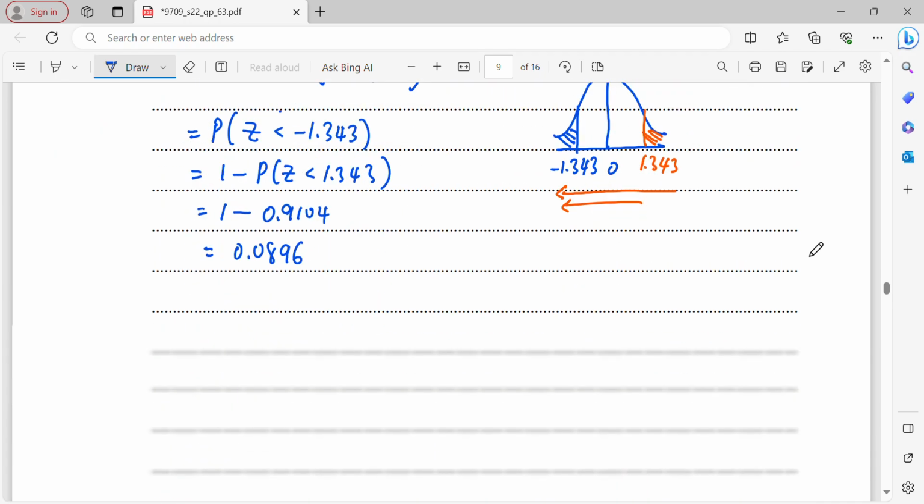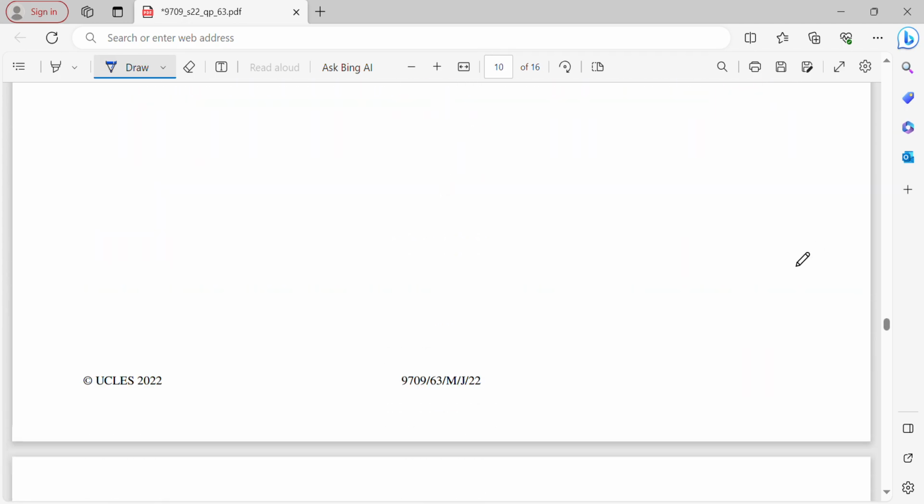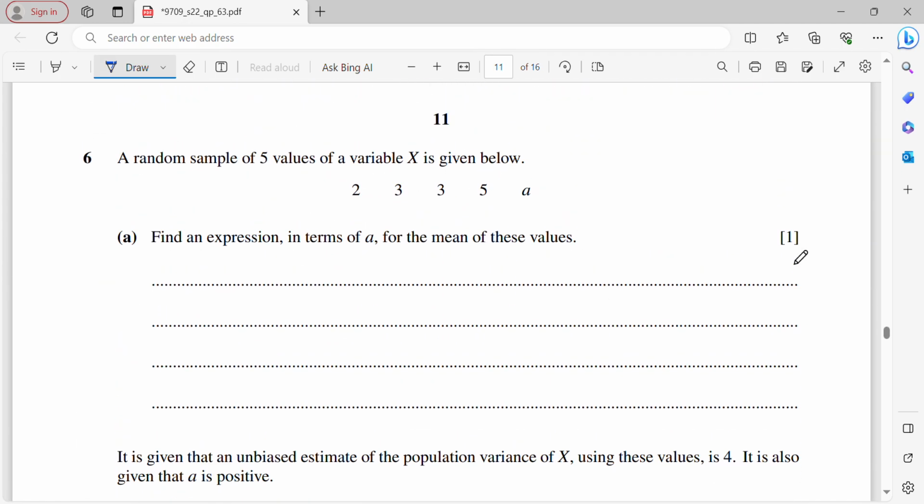Okay, so let's move on to question number 6. Now, a random sample of 5 values of the variable X is given below: 2, 3, 3, 5, 8. Find an expression in terms of a, the mean of these values. So basically, the mean equals the summation of all the terms divided by the number of terms. So from here, I will get 13 plus a, divided by 5. So that is the mean.